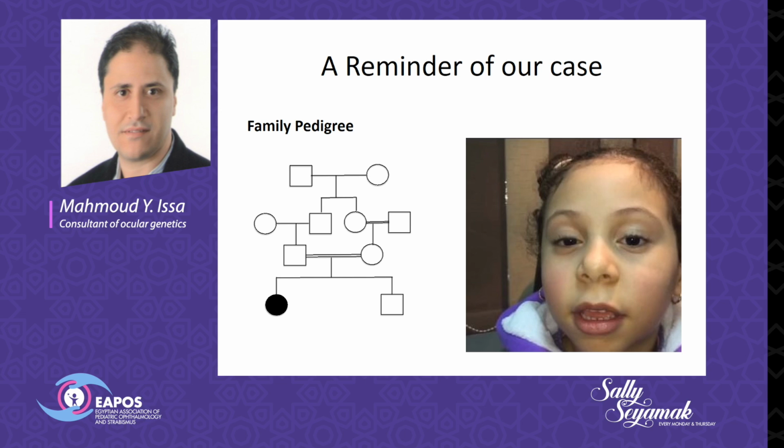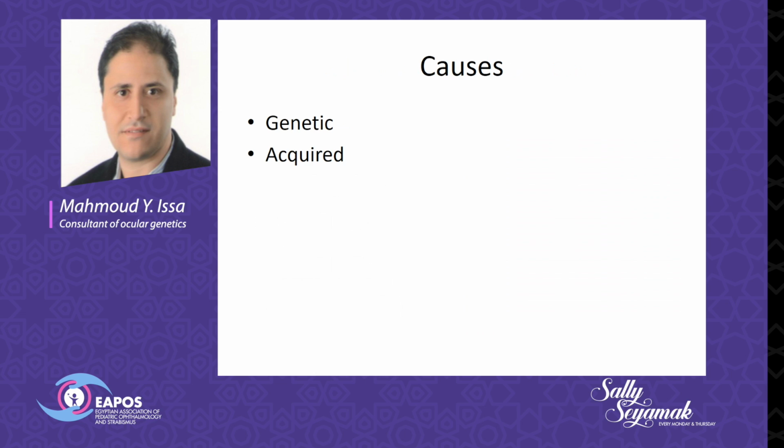This is a reminder of our presented case. She is a 4 years old female. This is the family pedigree showing that the father and the mother are first cousins, and they have a normal male and affected girl. She presented with oculomotor apraxia. She was referred from Dr. El-Egeimy, and she had delayed motor and intellectual disability. And today we are going to discuss the causes of oculomotor apraxia.